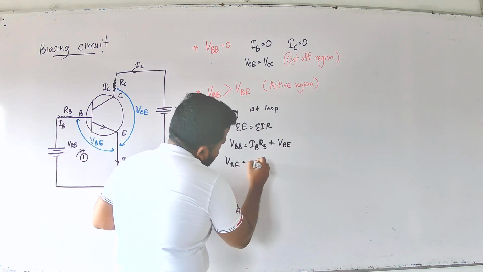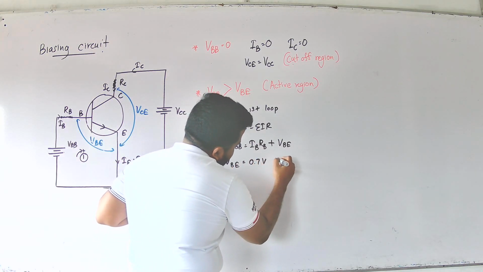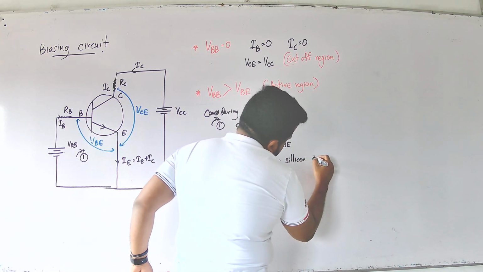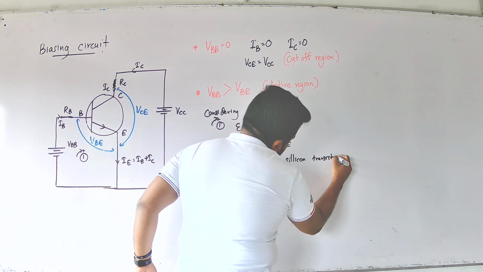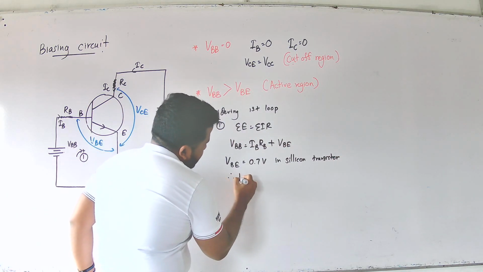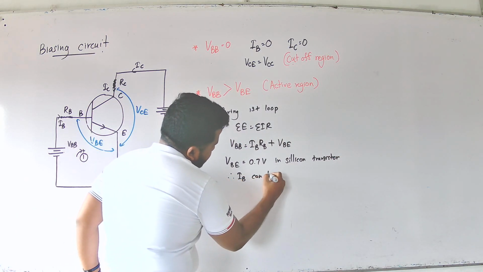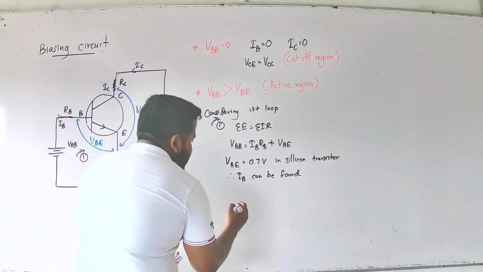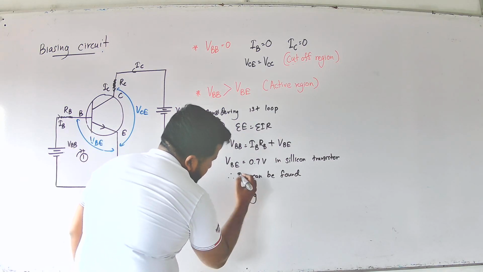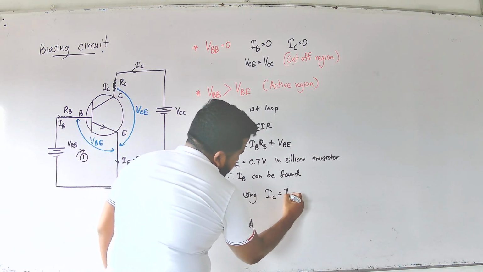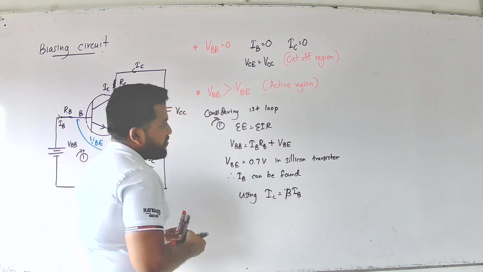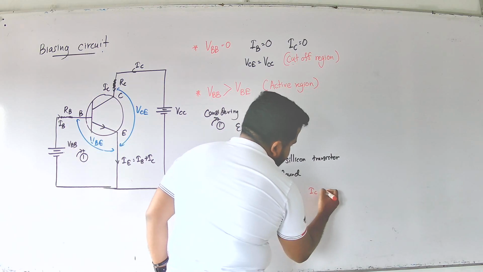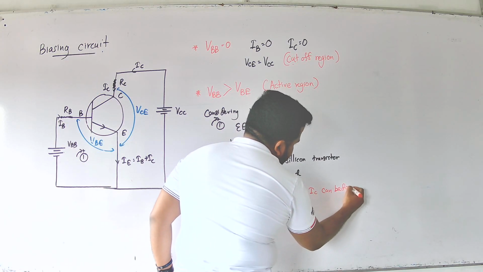VBE equals 0.7 volt in silicon transistor. IB can be found. Then using IC equals beta into IB, we can find what is IC, right? IC can be found.